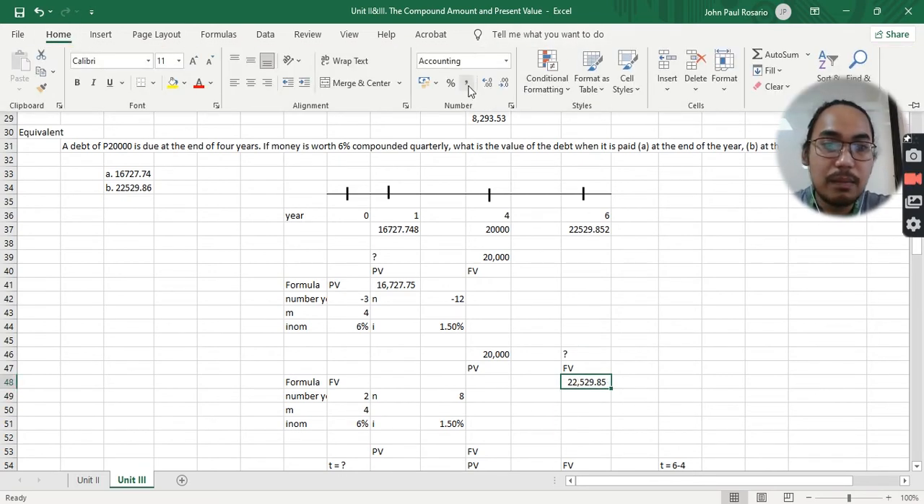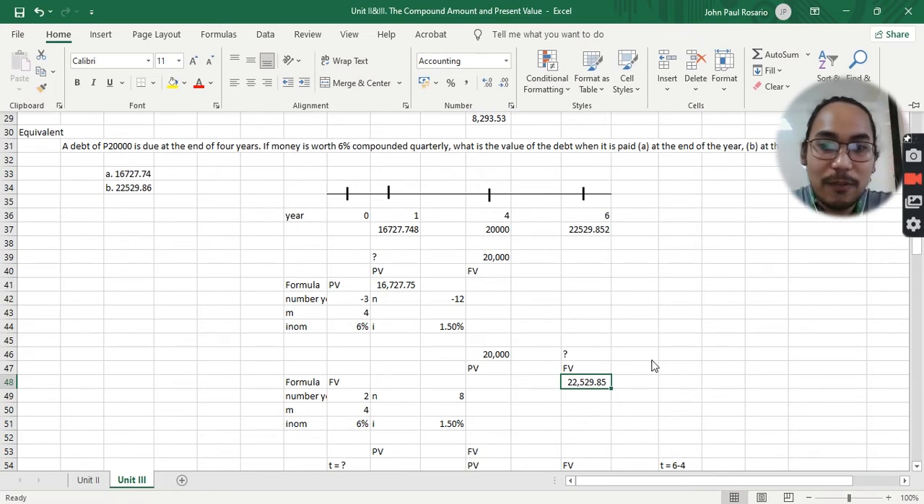Sir, how come, sir, the 20,000 is the future value, but what is it now, the present value, sir? So, if you can recall our discussions, I don't know if it was in Unit 1 or Unit 2, with the concept of the time value of money, your future value can become a present value depending on which perspective you are looking at.